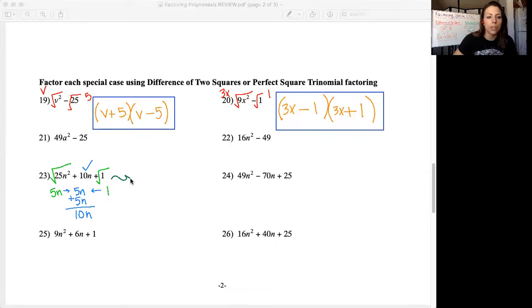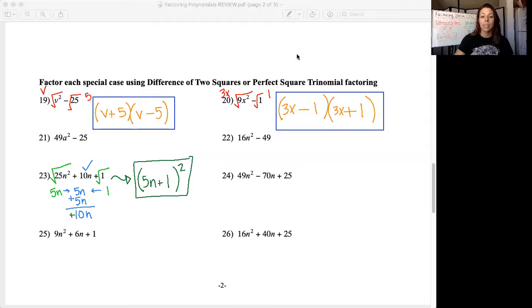So because it's a perfect square trinomial, it very simply simplifies into the square root of the first term, because this is an addition sign, it's a positive, plus the square root of the second term, squared. And you're done. Because 5n squared is 25n squared, 1 squared is 1, 5n times 1 is 5n, which if you were to double, you'd get 10n. It's crazy to think that you can factor something like that in that short amount of time.